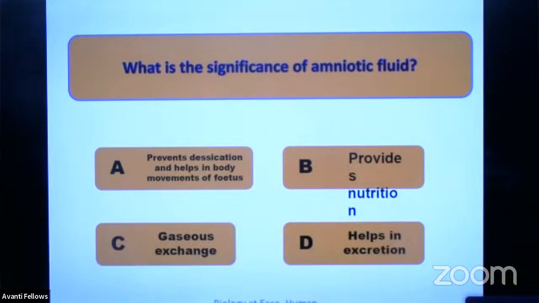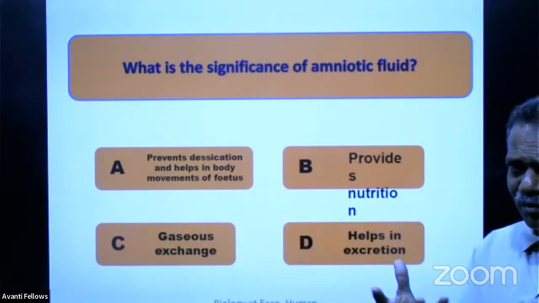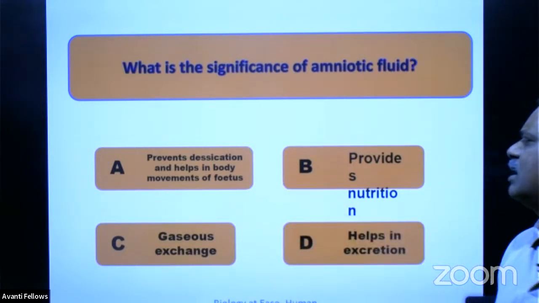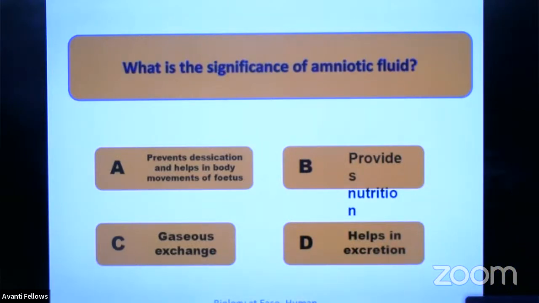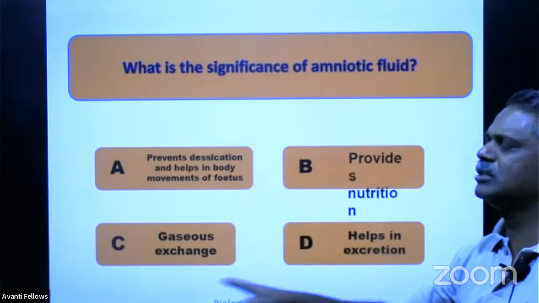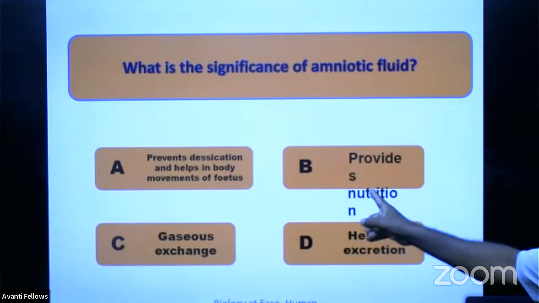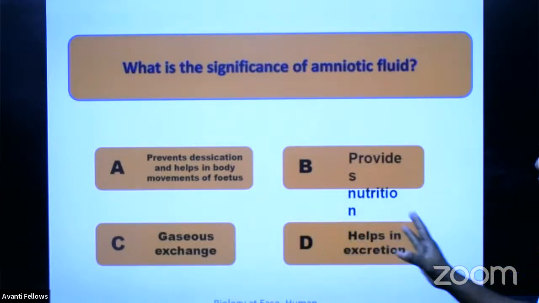What is the significance of amniotic fluid? Amniotic fluid means the fluid filled in the amniotic cavity, in the amnion, where the fetus is getting developed. So it prevents desiccation and helps in body movement of the fetus. That is option A. And option B provides nutrition. Then the third option is helping in the exchange of gases. And the fourth one, help in excretion. Find out the correct answer from these 4 options given. Is it A, B, C, or D?